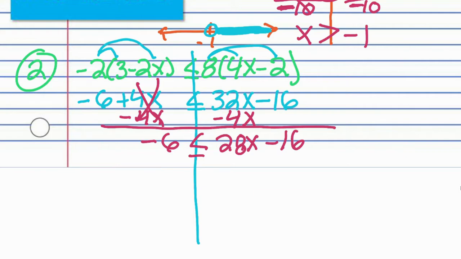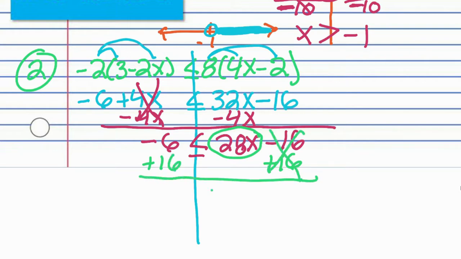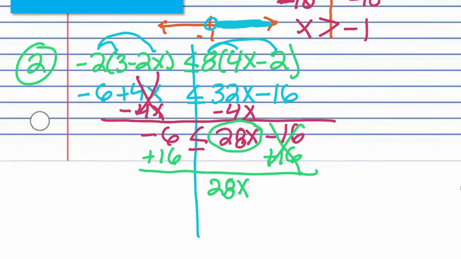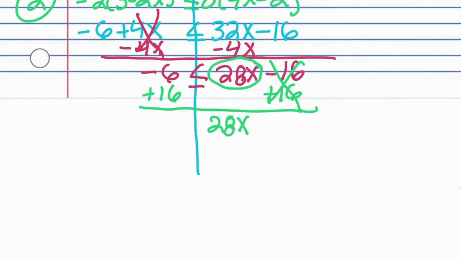Okay, so I want this piece right here by itself. I want x all by itself. So I need to cancel out what's sitting next to it, and that's the 16. So if I add 16 to both sides, oh, yep, those cancel out. That's what I wanted. I'm still left with 28x. And then -6 plus 16 is +10. I'm going to bring down that symbol.